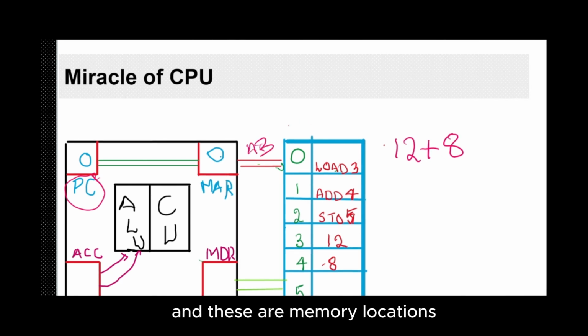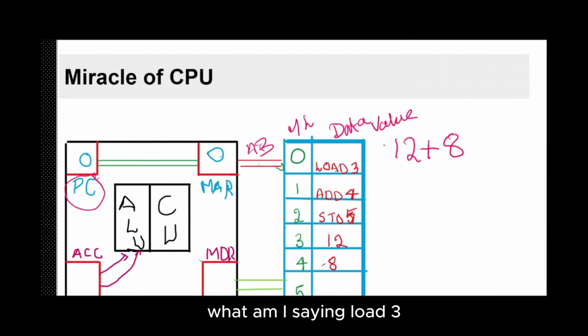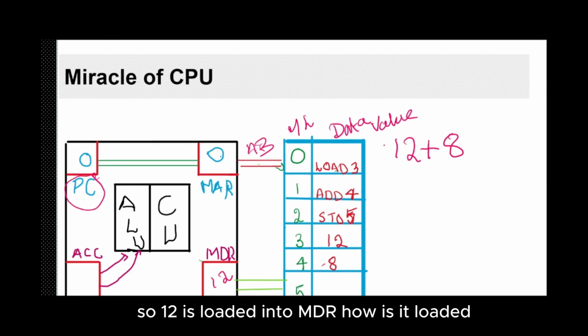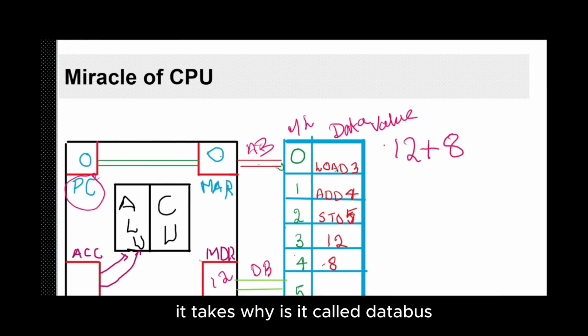And these are memory locations, and this is your data or your value. It can be data or a value which is stored here. So what am I saying? Load 3. What is load 3? I'm saying load 3, what is in memory location 3? 12. So 12 is loaded into MDR. How is it loaded? It takes the data bus. This is our data bus. Why is it called the data bus?